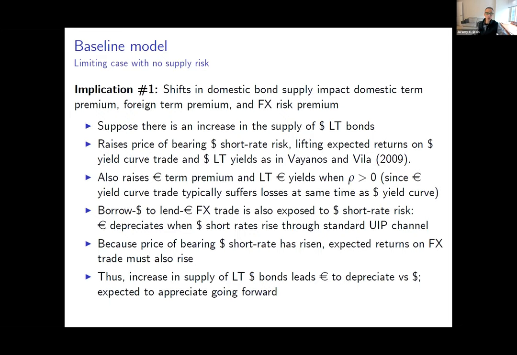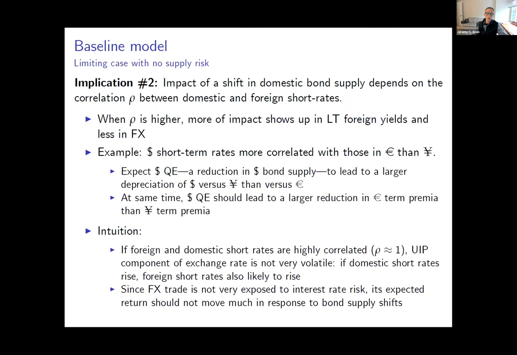Okay, that's the basic result. The obvious corollary is that this whole thing will depend on the correlation of the two currencies. If you think that Europe has a more correlated monetary policy to the US than does Japan, then when you get a shock in the US, that will move the European term premium by more, and therefore the currency by less.